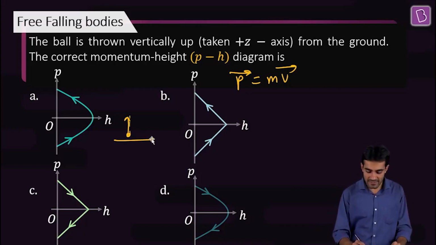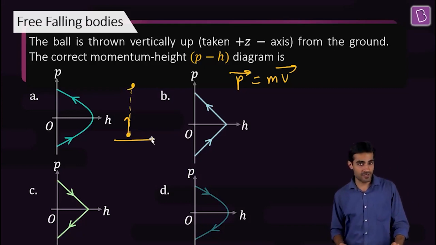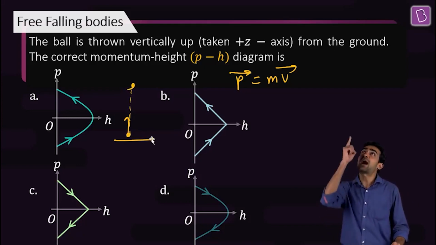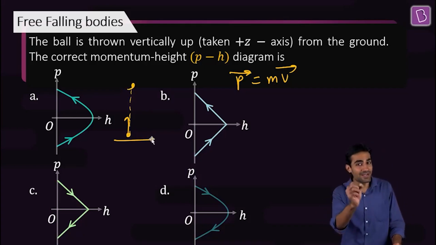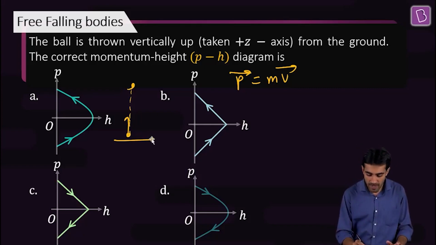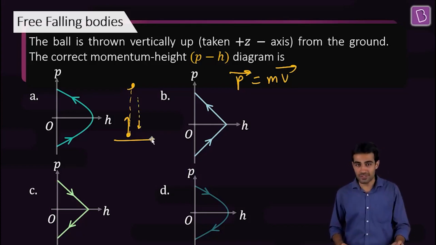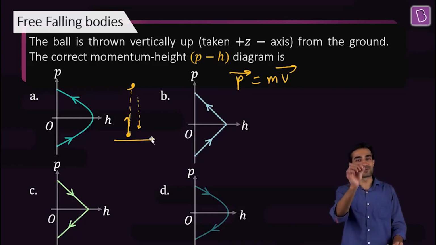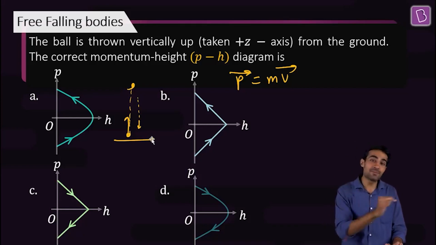Now what will happen next? When the particle reaches the highest point, what is the momentum of the particle? We see that at the highest point, the particle has zero velocity. This means momentum is also zero. Right. And what will happen after the particle starts approaching the ground? You will say, well, now we have negative velocity. Therefore, the momentum is also negative. So momentum was initially positive, then it became zero, and then it became negative.